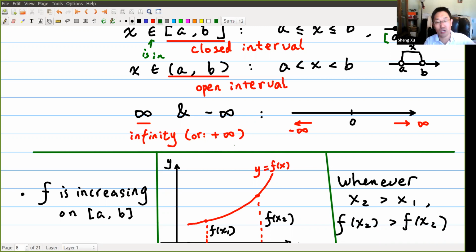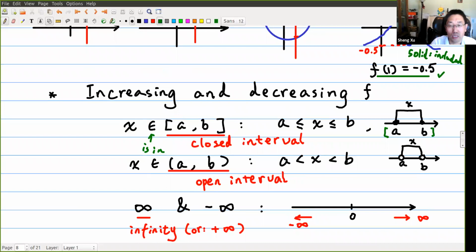And the next, negative infinity, so look at the number line here. Infinity is like going from the origin to the right forever, right? And negative infinity is going to the left forever, like that, okay? That's the way to understand these two notations. Okay, with that, now we can talk about one property of a function we're concerned about, called the increasing and decreasing property of a function. So increasing and decreasing f, okay?